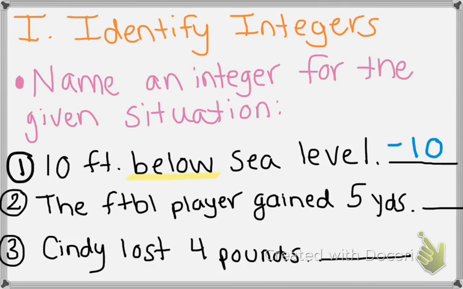Next one. Number 2. The football player gained 5 yards. Gained. That's the important word in this sentence. Gained 5 yards. That is going to be a positive number. So either positive 5 or you can just write it as 5. Same thing. Number 3. Cindy lost 4 pounds. The important word here is lost. In this case, we're going to have negative 4. She lost 4 pounds.